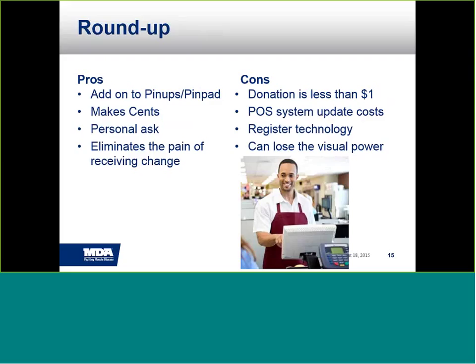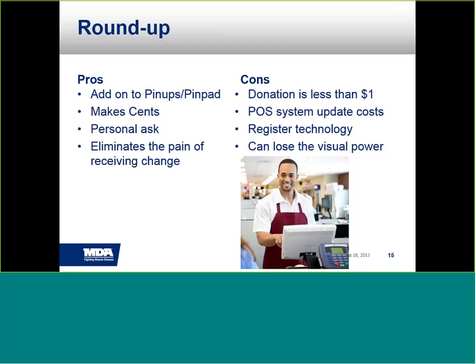Next, we have the option of rounding up the change, which I'm sure many of you have seen before. Here, consumers are asked at checkout if they'd like to round up their purchase to the nearest dollar increment, with the overage of that going to MDA. So for example, if a consumer agrees to round up a $12.47 purchase, 53 cents of that goes to MDA and the consumer will pay an even $13.